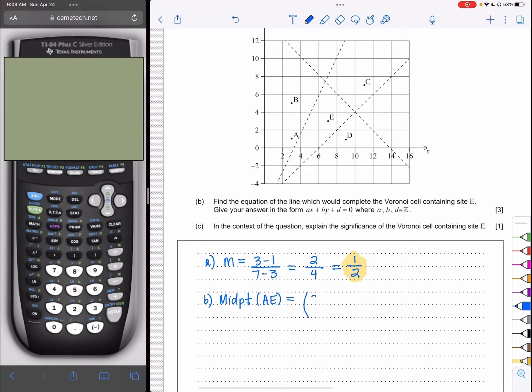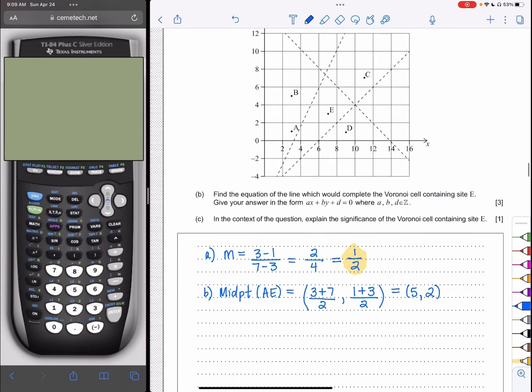My X value will be 3 plus 7 divided by 2, and then 1 plus 3 divided by 2. Add your X values together, divided by 2. Add your Y values together, divided by 2. So my midpoint is 3 plus 7 divided by 2, which gives me 5. My Y value is 1 plus 3, which is 4, divided by 2, which is 2. So that's my midpoint, (5,2).